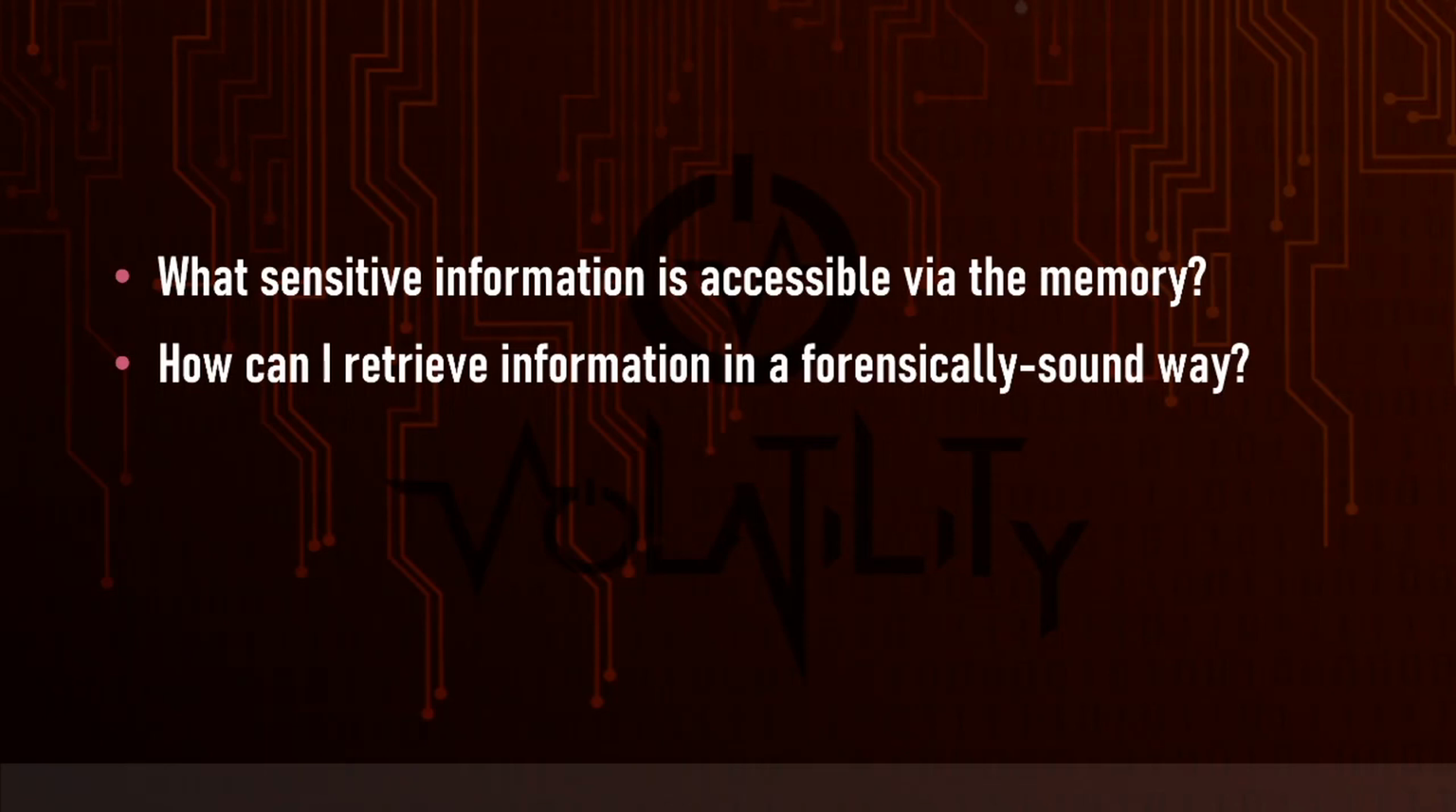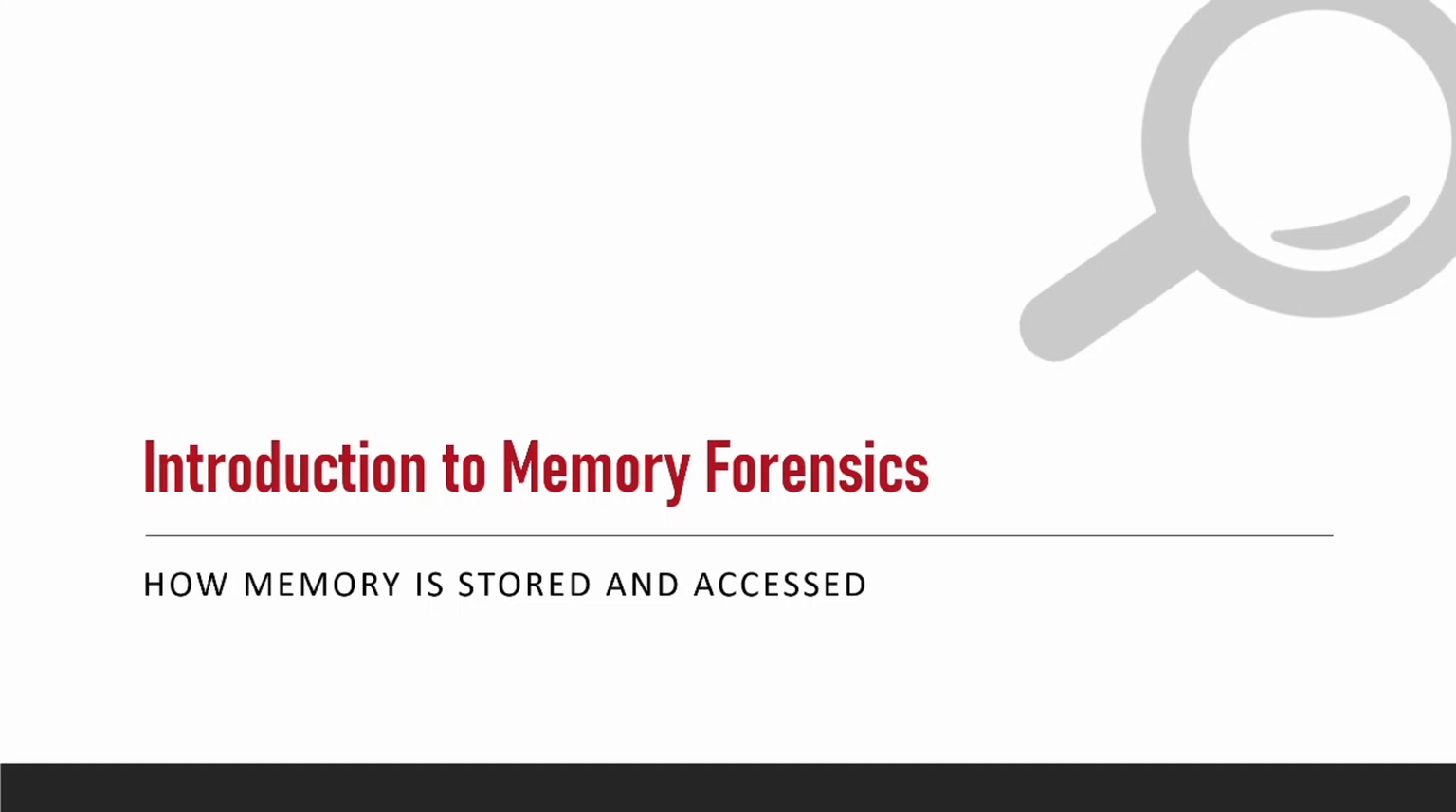I have two goals for today. What sensitive information is accessible via the memory, and how can I retrieve information in a forensically sound way? So basically, how can you see what is in your memory and access it, and how can you exfiltrate it in a forensically sound way, or without overwriting or corrupting it? So let's move into the first topic. Memory forensics. How memory is stored and accessed. Specifically, how can we use it with Volatility?